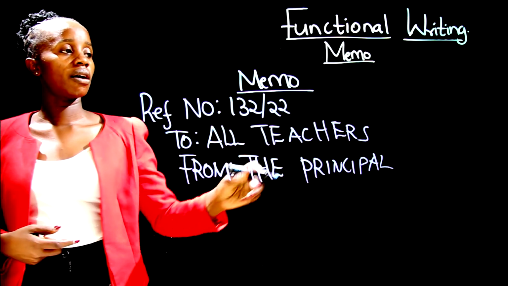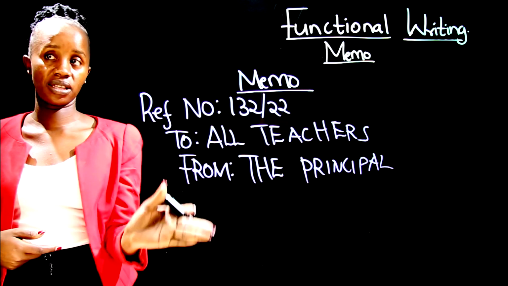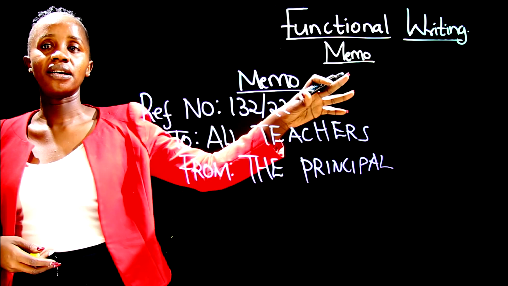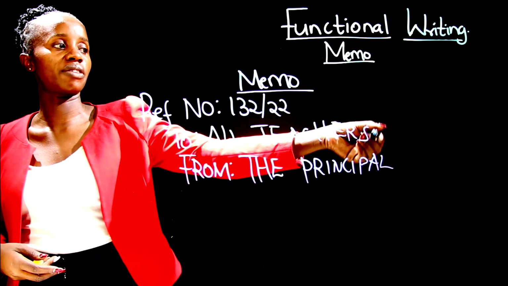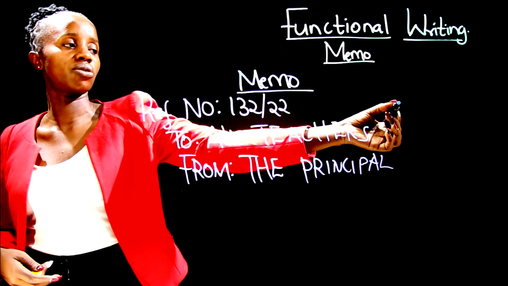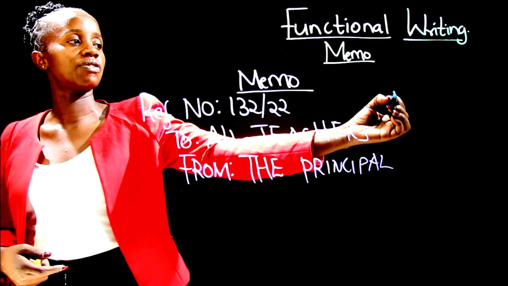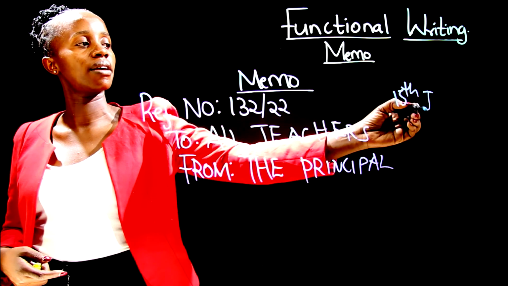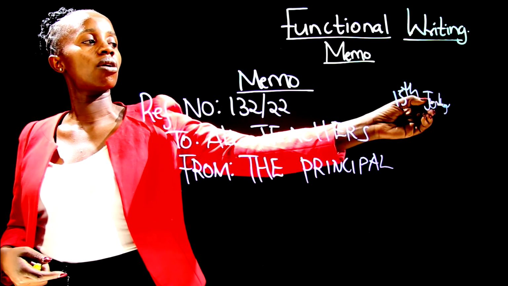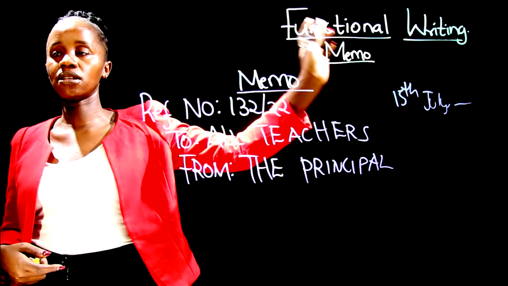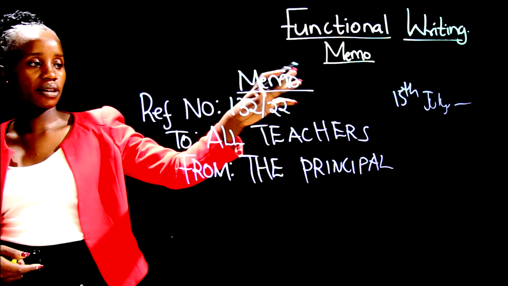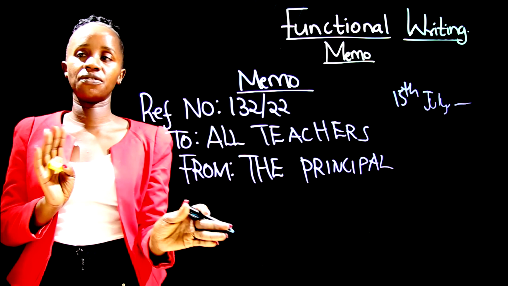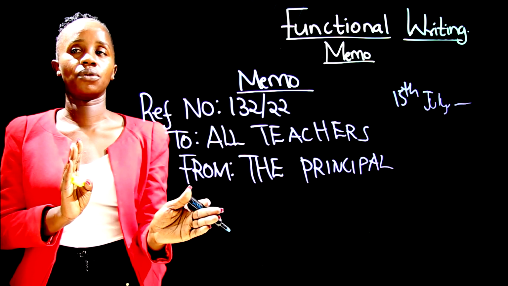Then you can choose to continue with this format, or you can write the date on your farthest right. Today is 15th, and it has to be written in full, July, comma, then the year 2022. You write it so that your work can be well spaced. You don't have to write everything on the same column.